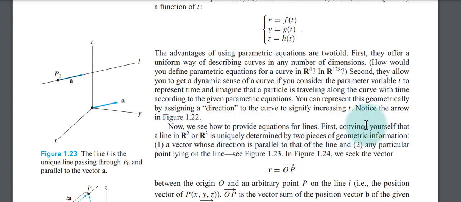They're saying, first convince yourself that a line in R2 or in R3 is uniquely determined by two pieces of geometric information. A vector whose direction is parallel to that of the line. So if we're given a vector and we say the line has to be parallel to that vector, and we're also given a particular point lying on the line, then we have a unique line that will satisfy those two pieces of geometric information.